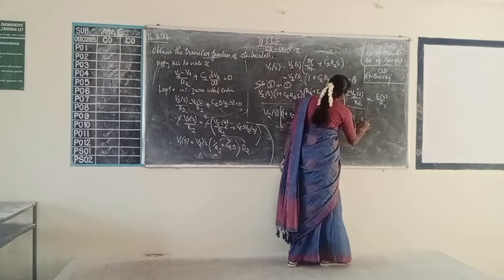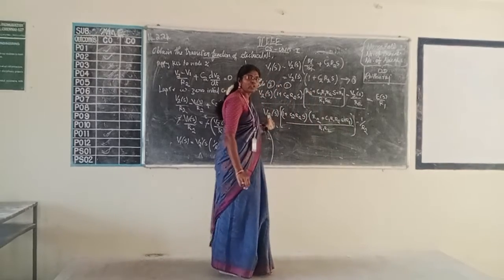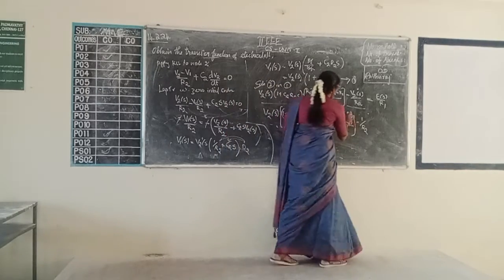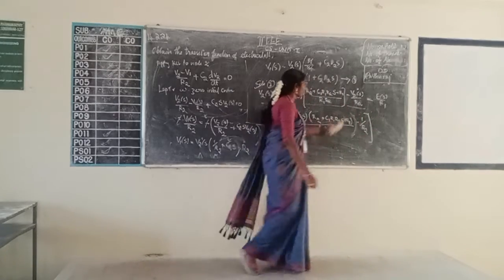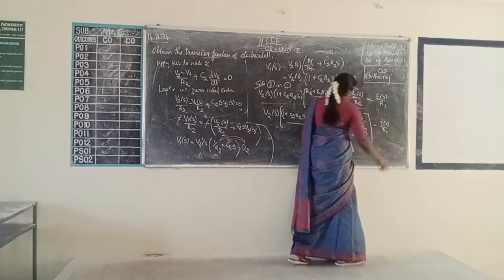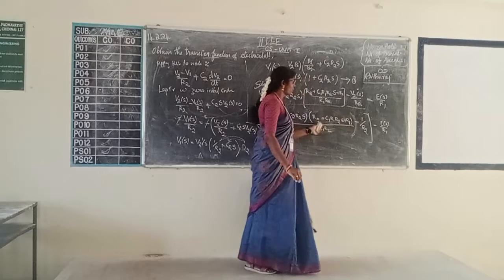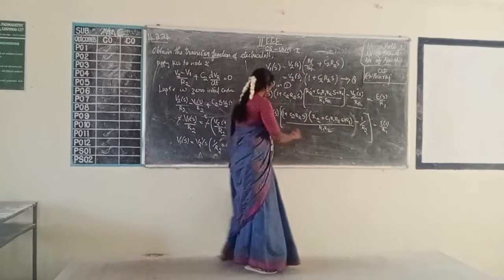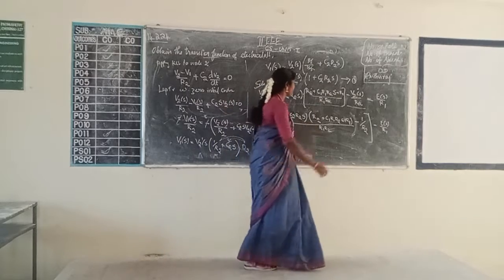Minus 1 by R2, because I have taken V2 of S common outside. So it will be minus 1 by R2. Now it is equal to E of S by R1. So now shall I cross multiply these two terms? Yes, this R2 and this term over here. Then it will become E of S into... if I cross multiply it, what happens?